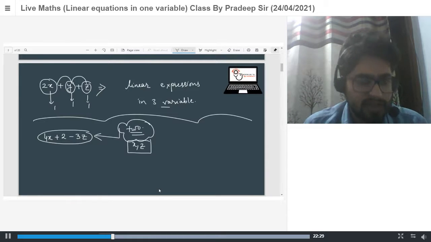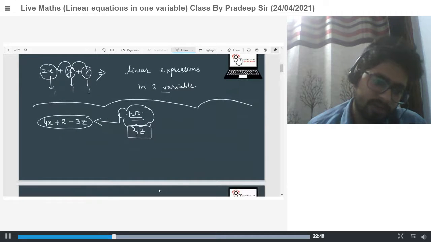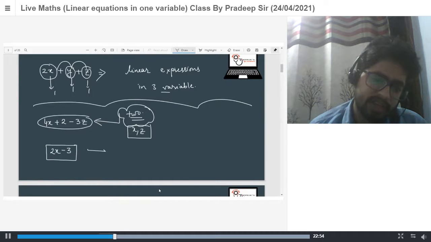Any other example for a linear expression in one variable? Aditya? 2x minus 3. Okay. So this is your linear expression in one variable.